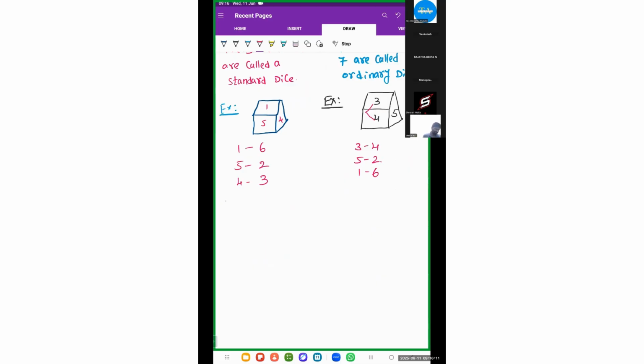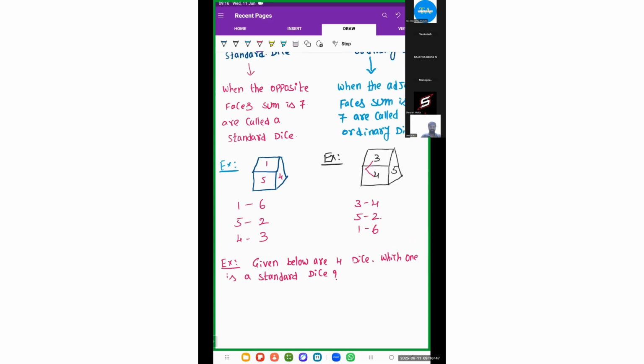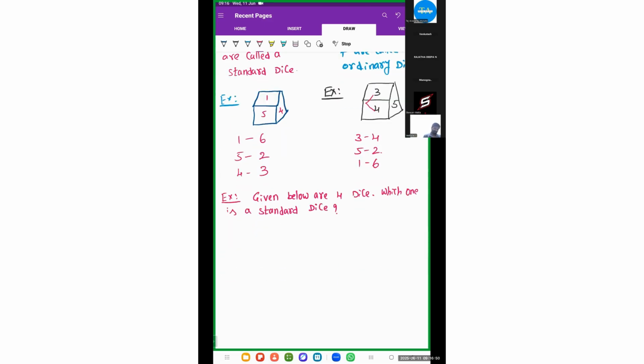Next, one more example. Given below are 4 dice. Which one is a standard die? As you know, the definition of a standard die is that the opposite faces sum is 7, so we call it a standard die.